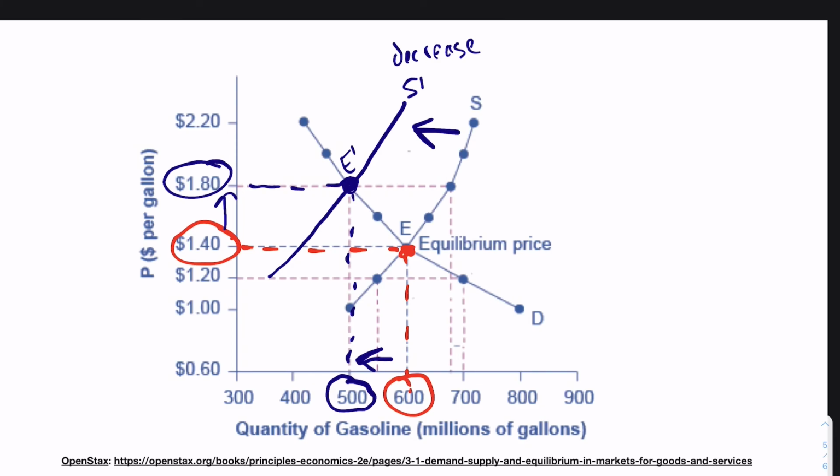I highly recommend that you draw out this graph whenever you have a question about the outcomes after a change in supply or demand after it's already achieved equilibrium. It makes it much easier to then figure out what changes we see in price and what changes we see in quantity. And that is market equilibrium.